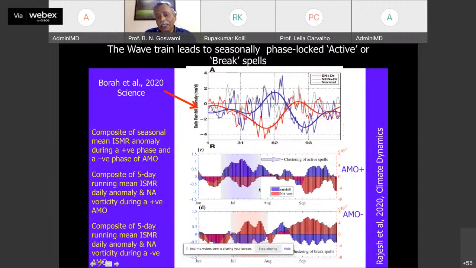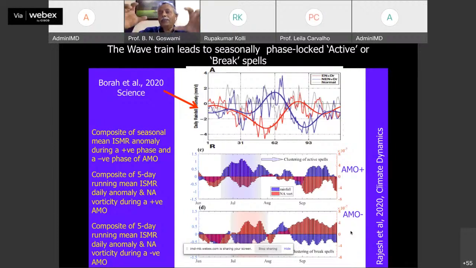Indeed, this is the vorticity activity in the North Atlantic, barotropic vorticity. So this barotropic vorticity seems to drive these active spells. And the opposite thing happens in the AMO negative phase. So this is based on about 20 years of data on intra-seasonal time scale.